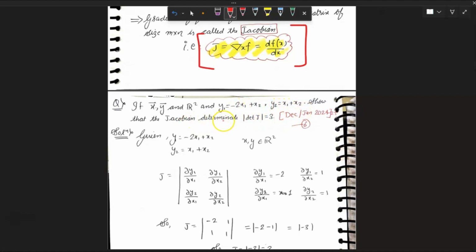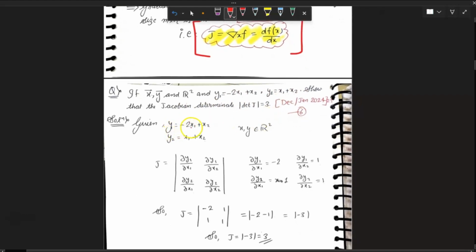You have to find the Jacobian determinant, the modulus of which is 3. So y1 is equal to minus 2x1 plus x2, y2 is equal to x1 plus x2. Here the function has two variables, so you need to derive the Jacobian matrix with two columns. One is for x1 and the second is for x2. Let's see how to derive it.